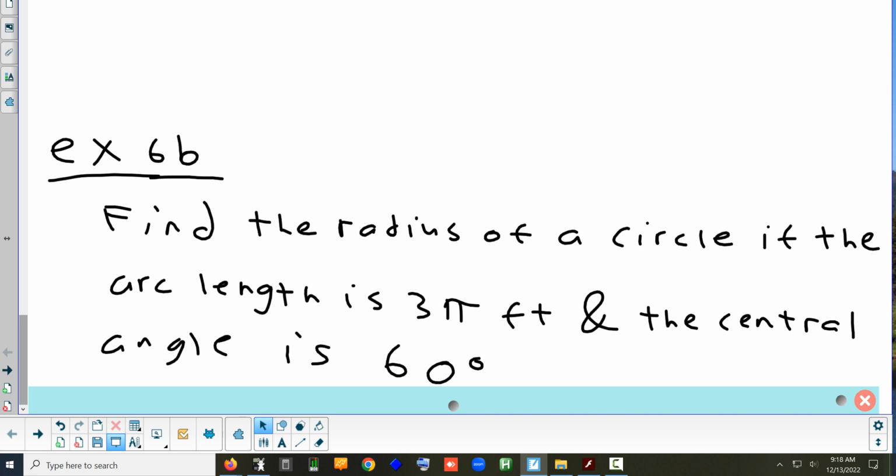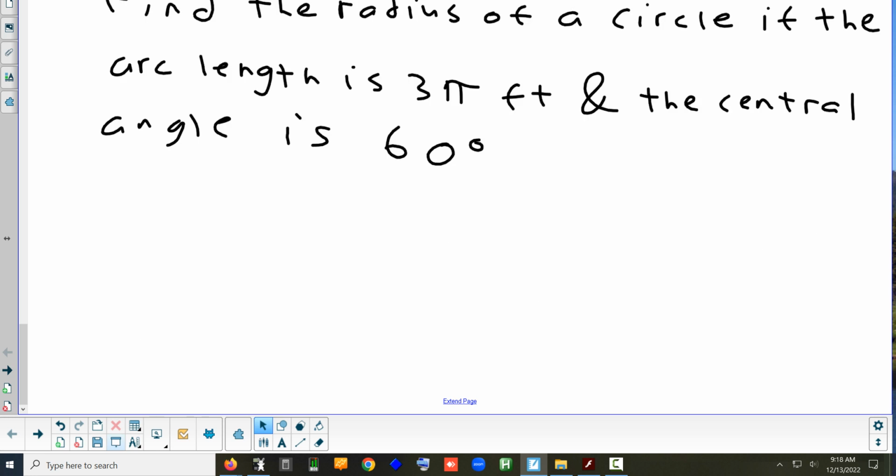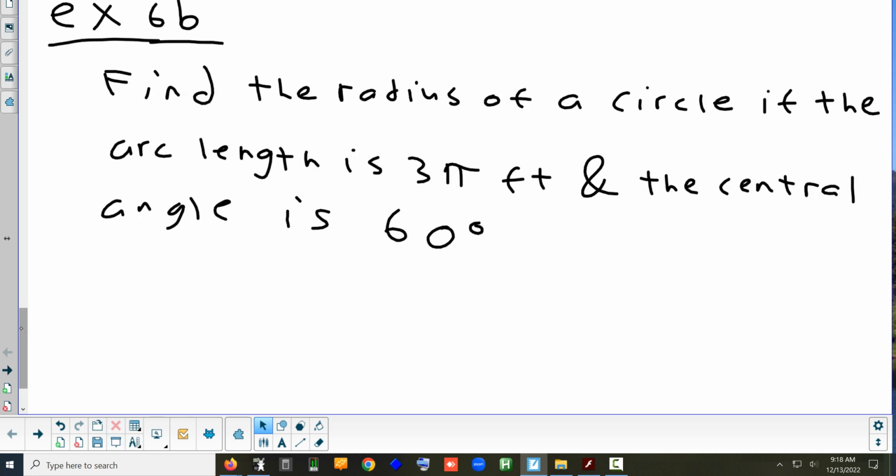So the directions here say find the radius. So now I'm solving for R. The arc length is 3 pi feet, and the central angle is 60 degrees. Okay, so Aiden, what's my formula that I'm going to use in this problem? Yep, the arc length formula. S equals r times theta.